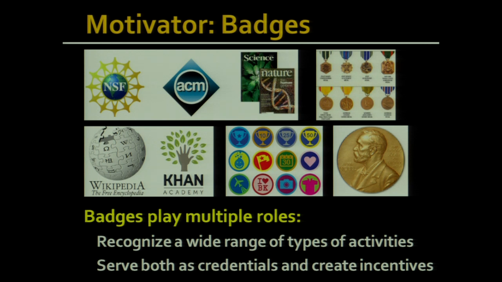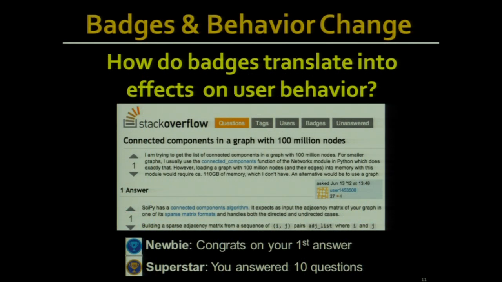And badges are interesting because they play two roles, right? They recognize a wide range of activities, and they can serve as both credentials as well as incentives for users to do certain things. So the question is, how do badges translate into effects on user behavior? And here we worked with the world's largest question answering website, Stack Overflow, where people can come and ask computer programming related questions, other people can provide answers, people can upvote the questions, and people can upvote the answers.